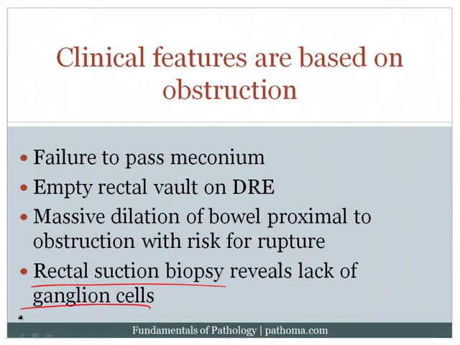So basically what you need to do is you need to actually create a little bit of suction against the rectal wall so that you actually pull the submucosa into the biopsy, and by looking at the submucosa you can ask the question, are the ganglion cells present or absent? Because they should normally be present there, and if they're missing then you can truly say that they are absent. So very important and very high yield to know that you've got to use the rectal suction biopsy to be able to truly look at the ganglion cells.